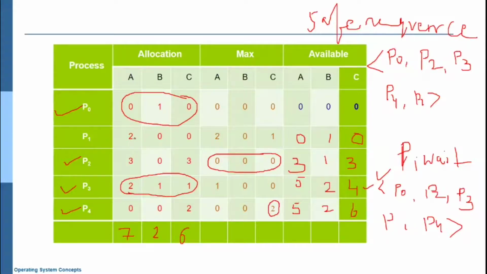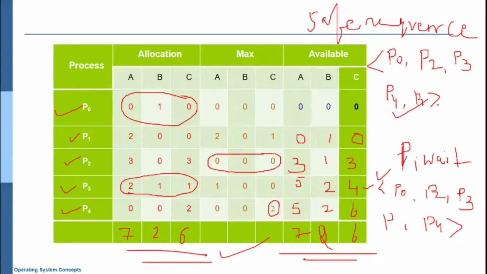So once it is completed its task, it releases all its resources, its instances. So what is the total? 5 plus 2 it is 7, 2 plus 0 it is 2, and 6 plus 0 is 6. So the total available is 726, and the total allocation is 726. So the problem is correct and the answer is correct. So this is how you have to satisfy the given banker's algorithm.